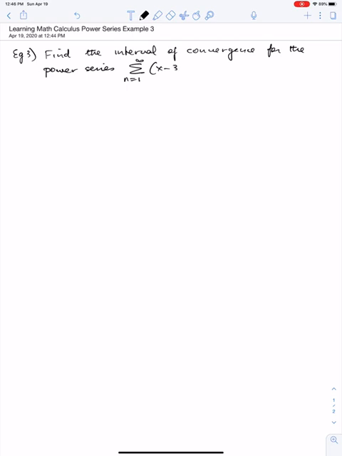So the instructions are: find the interval of convergence for the power series, the summation n equals 1 to infinity of (x minus 3) to the n over n.